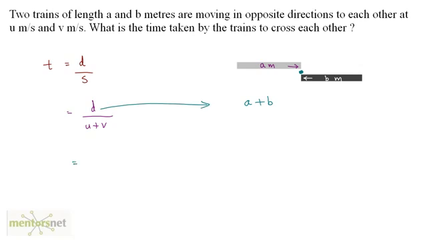So basically we have just found a formula for calculating time, which is equal to the distance of both the trains added, A plus B, divided by the relative speed, U plus V. Now this is the formula that is effective only when you have two trains whose lengths are A and B meters and these are traveling in opposite directions, right?